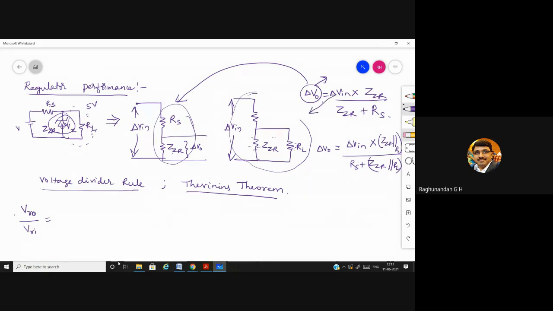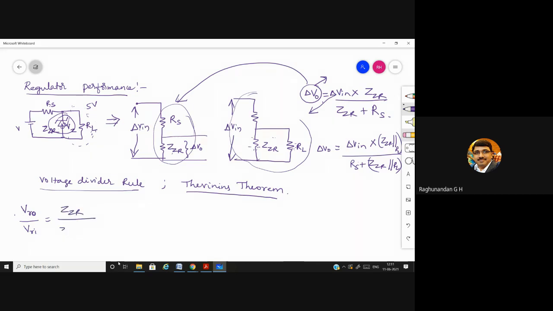And delta V in we are going to shift here, and this delta V in, again it is having delta. Delta indicates that it is change in input voltage. So change indicates ripple. So that's why we are writing it as VRI, ripple input voltage, and VRO, ripple output voltage. Okay. Now just write down the remaining things.